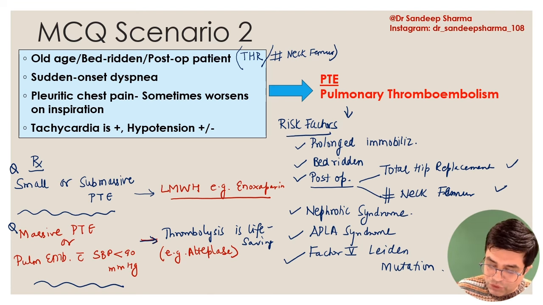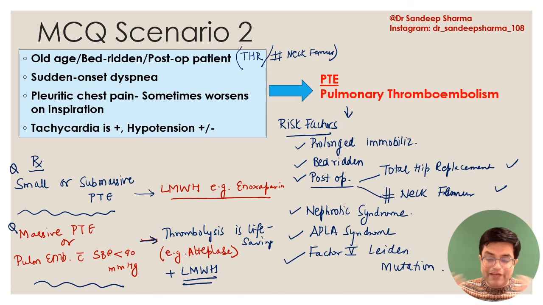और सिर्फ thrombolysis से बात नहीं बनेगी. Low molecular weight heparin like enoxaparin will be given here also. लेकिन life saving क्या है? Thrombolysis. Small PTE के अंदर benefit is not there, but the risk of life-threatening bleeding is more. And so small embolism you don't do thrombolysis, large embolism you do thrombolysis in the patient. So this is MCQ scenario number 2.